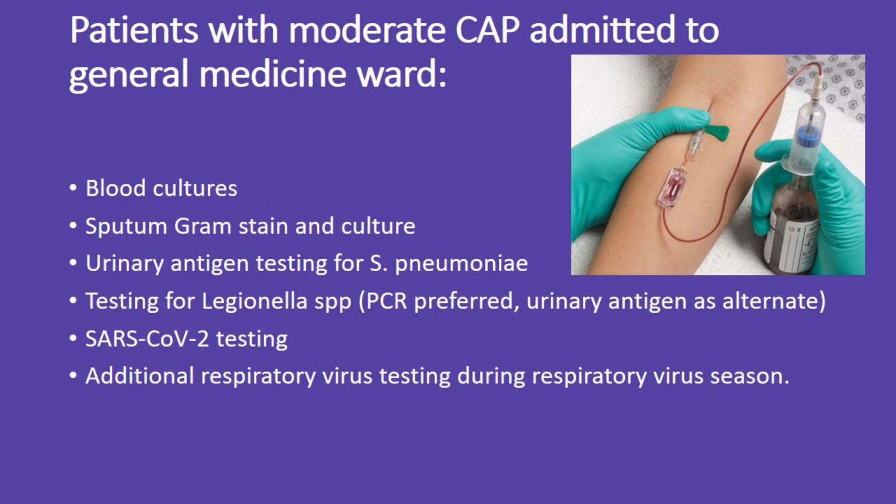First up, we have blood cultures, helping to identify any bacterial pathogens circulating in the bloodstream. Then, a sputum Gram stain and culture can provide valuable information on the specific bacteria causing the infection. We don't want to miss Streptococcus pneumoniae, so urinary antigen testing is crucial. And since Legionella species can also rear their head, we opt for PCR testing whenever possible, with urinary antigen as a backup.